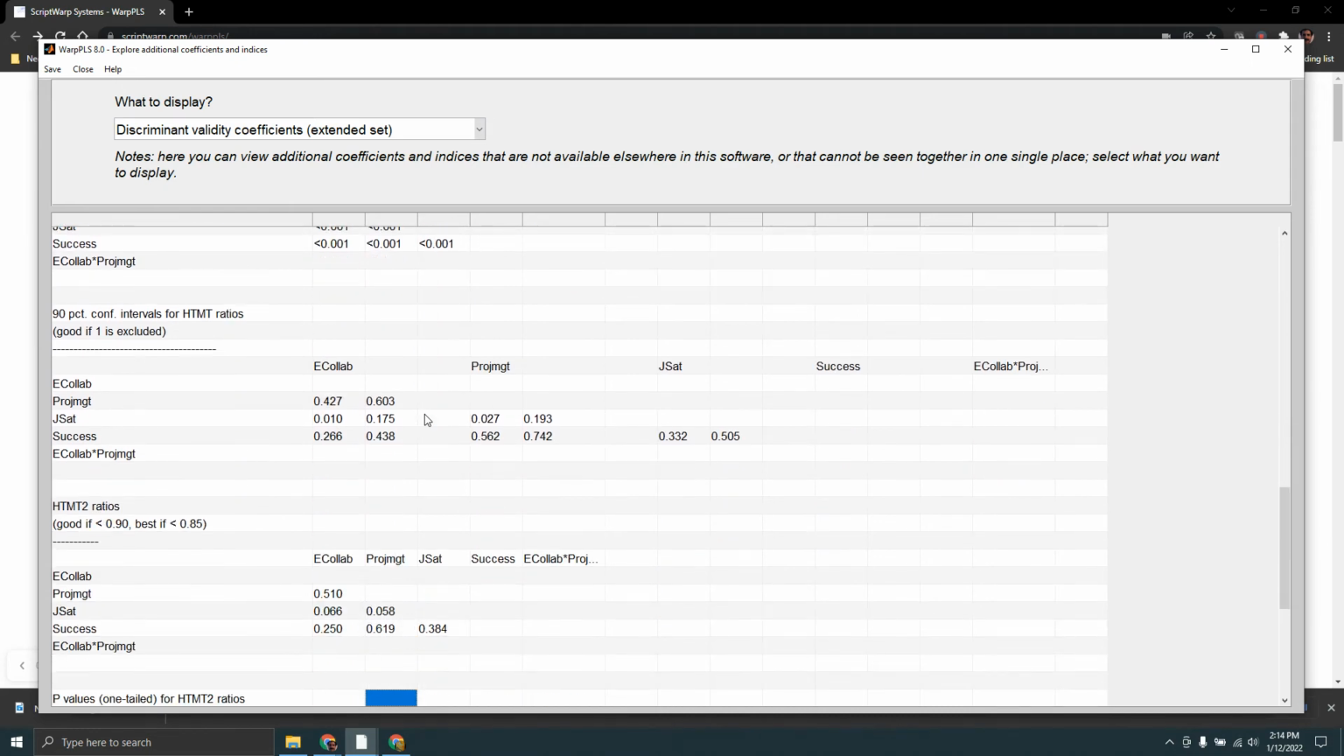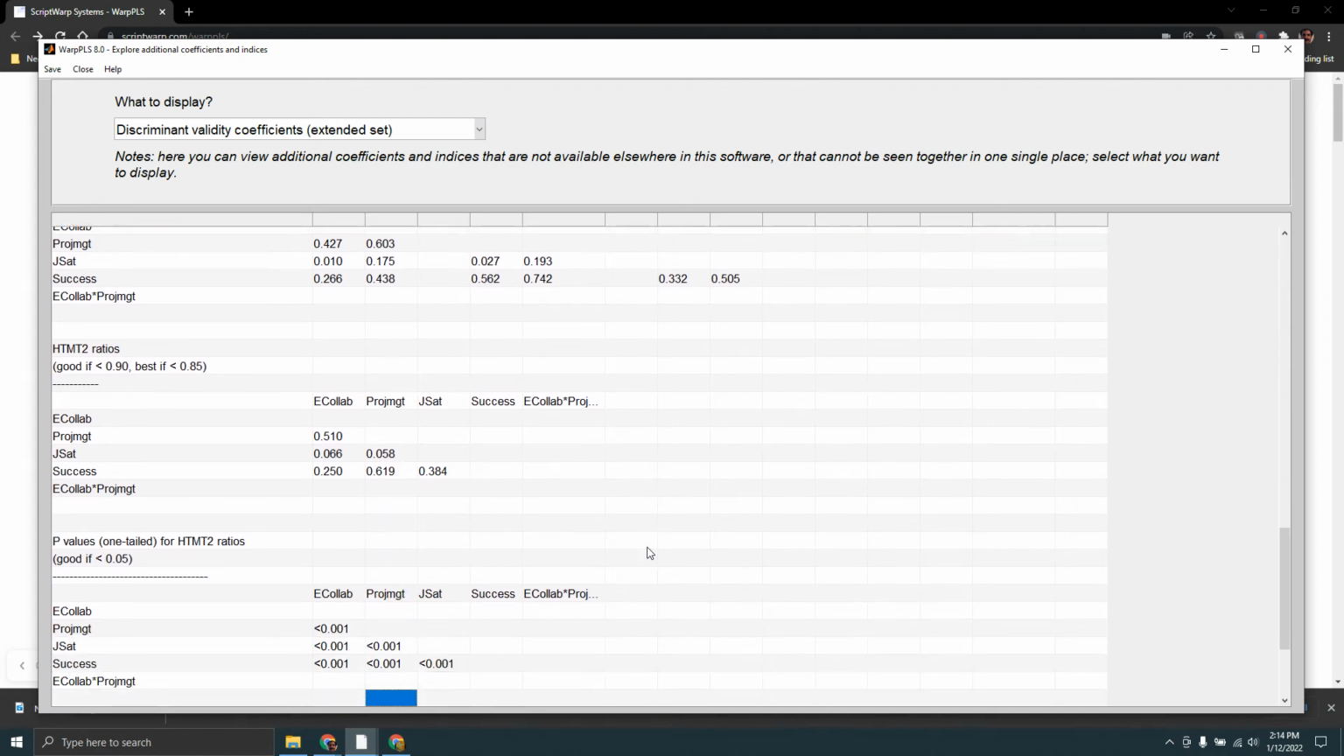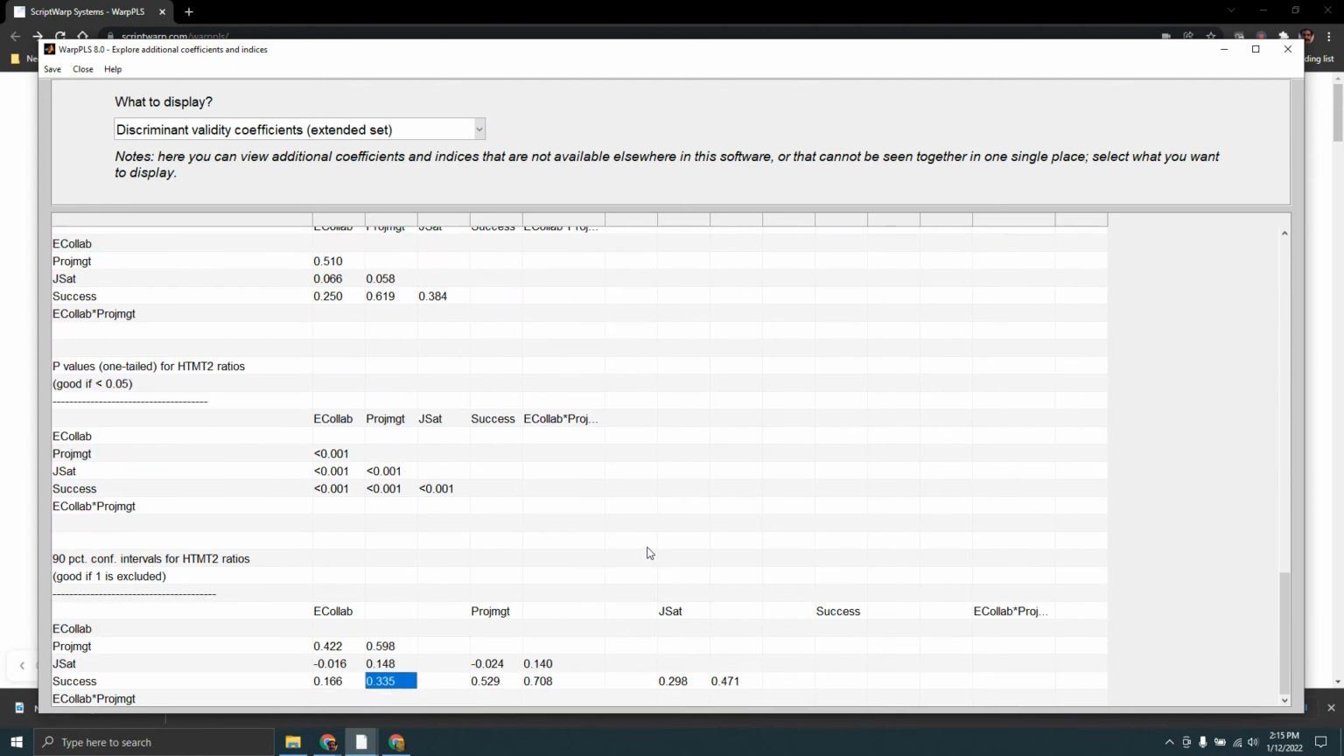Let's take a look at the HTMT2 ratios. Again, one coefficient that is a little bit higher than the others, but not greater than 0.85 or, more conservatively, 0.9 to suggest a violation of discriminant validity.